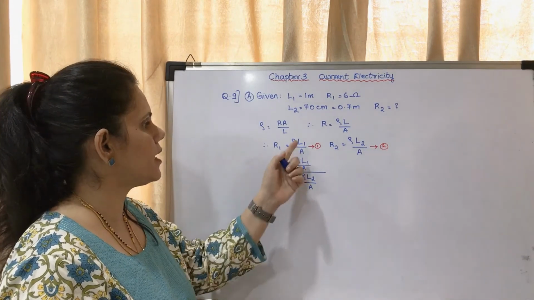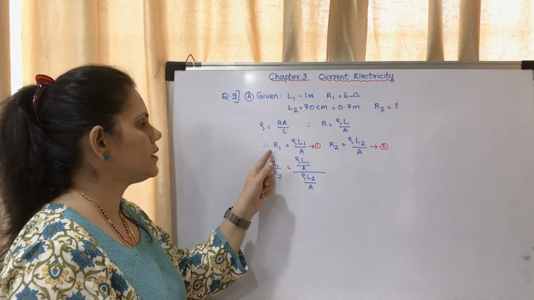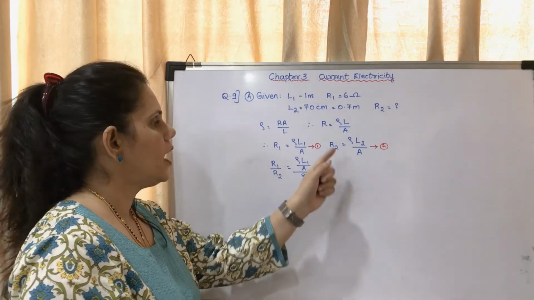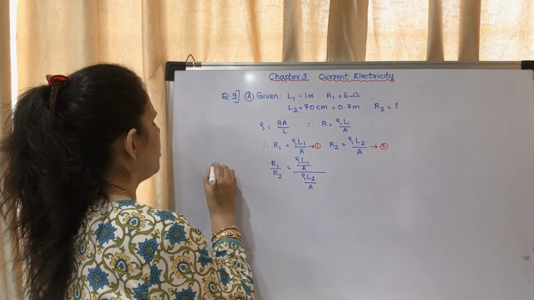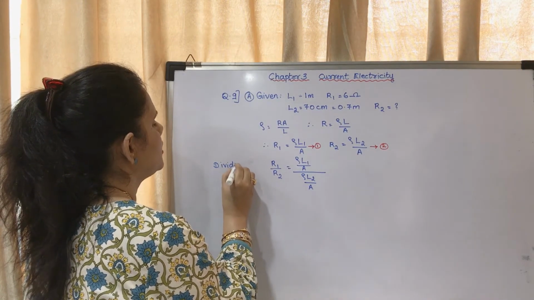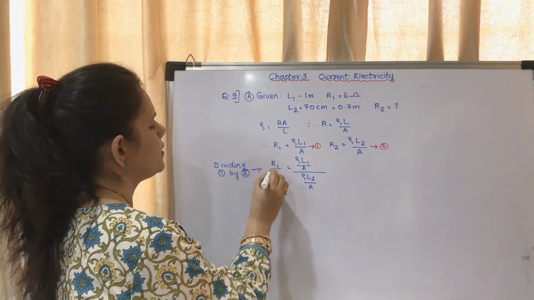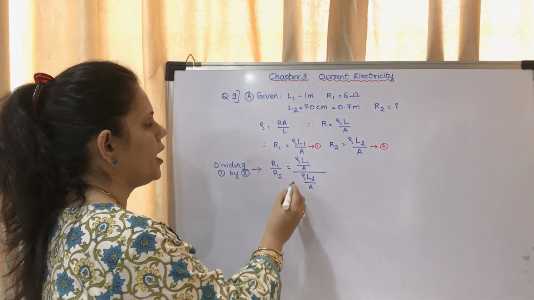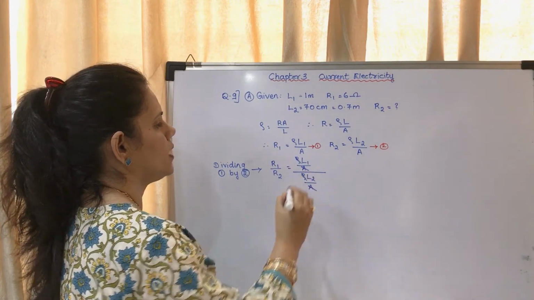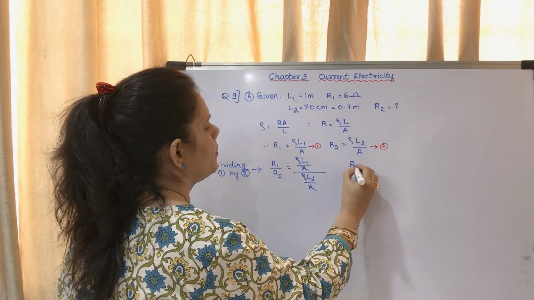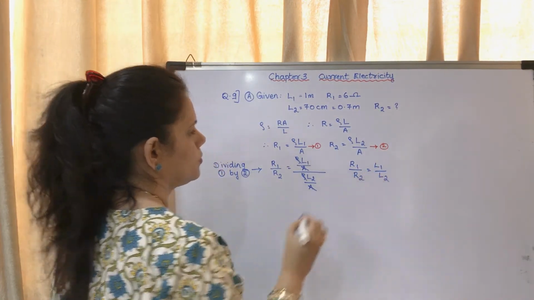So there are two lengths, L1 and L2, and there are two resistances, R1 and R2. So R1 is equal to rho into L1 upon A, R2 is equal to rho into L2 upon A. Dividing the two equations, dividing 1 by 2, we will get R1 upon R2 is equal to rho L1 upon A upon rho L2 upon A. A and A will get cancelled, rho and rho will get cancelled. So the equation will become R1 upon R2 is equal to L1 upon L2.